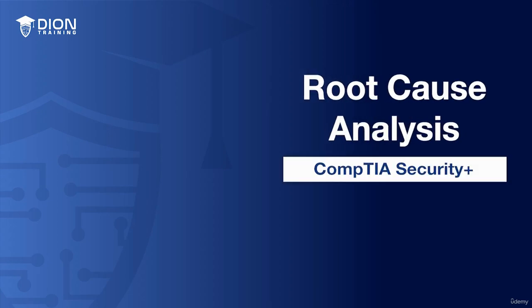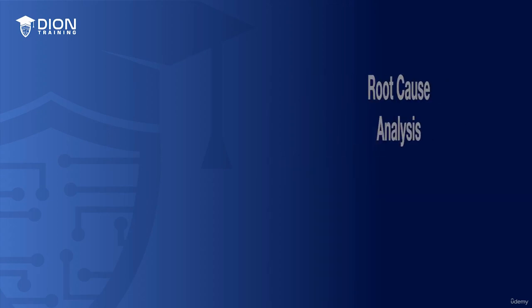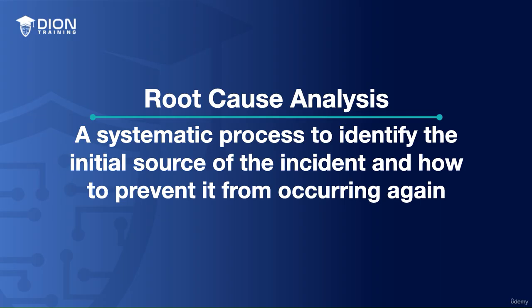In this lesson, we're going to discuss root cause analysis. Now, a root cause analysis is a systematic process to identify the initial source of the incident and to prevent it from occurring again. This analysis is usually going to occur using a four-step process.